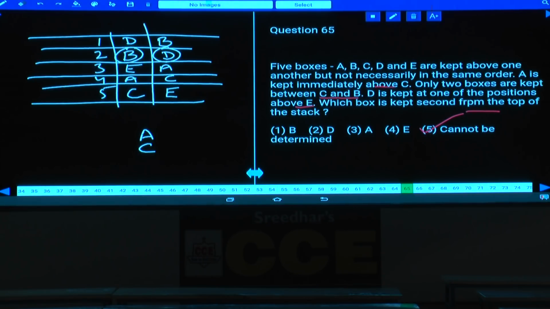Now this is about paper number 91, question numbers 31 to 65. Done with this paper? Anything else?